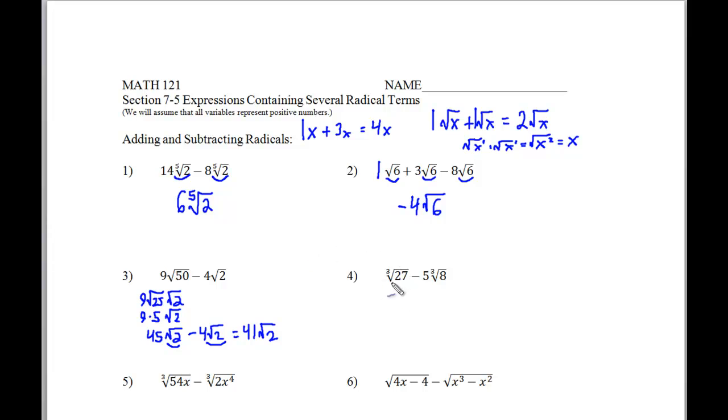Sometimes the problem is easily solvable because the number under the radical is completely rootable, which means that if you have the cubic root of 27, that's an answer of 3. Minus 5 times the cubic root of 8, which in this case is 2. 3 minus 10 is going to be negative 7.